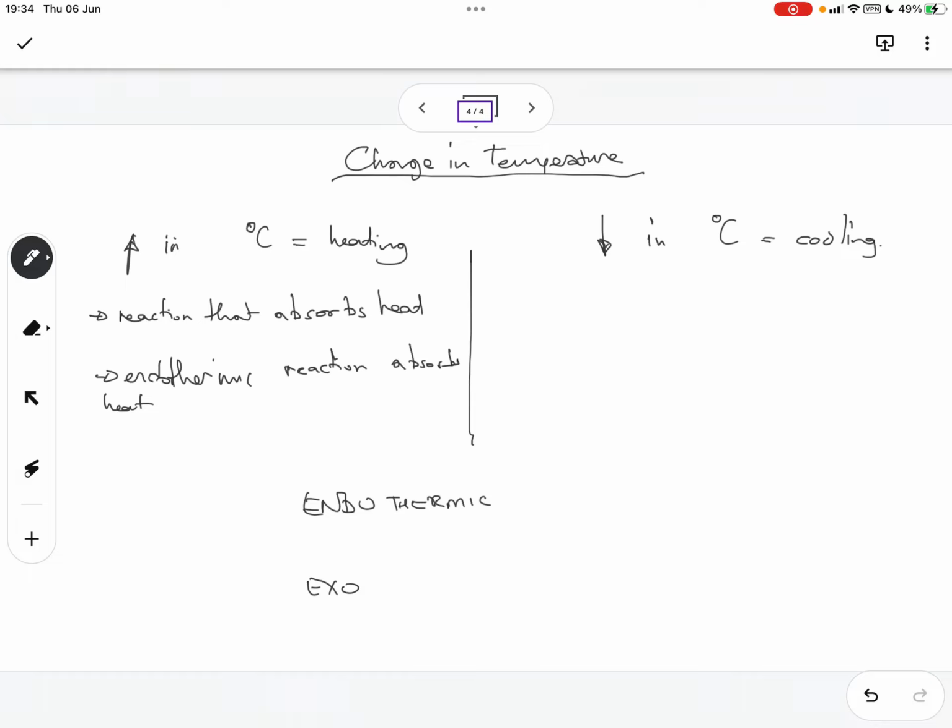All right. So the question is to break down endo and exothermic. I like that question. So endothermic and exothermic.